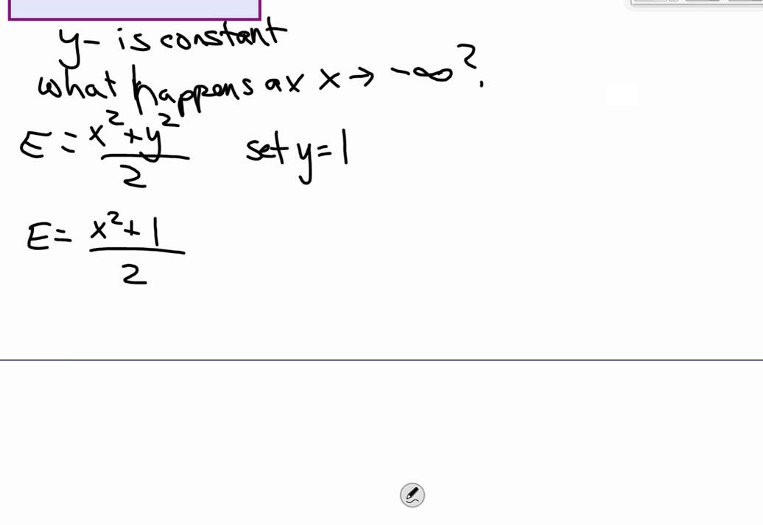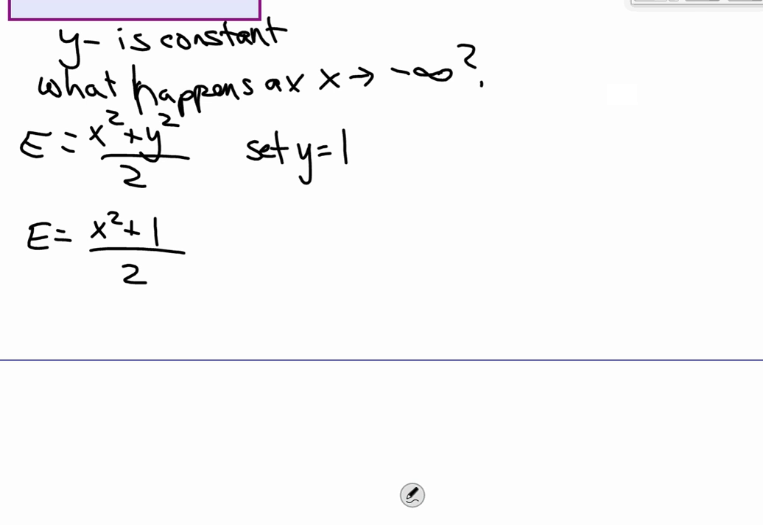What's going to happen to that x squared plus 1 over 2 as x goes to infinity? What is going to happen? Can you figure that out without looking at a graph and without making a table? If this is a big number and I square it and I add 1 and divide by 2, is it going to positive infinity? Is it going to negative infinity? Is it going to some value? What do you think?